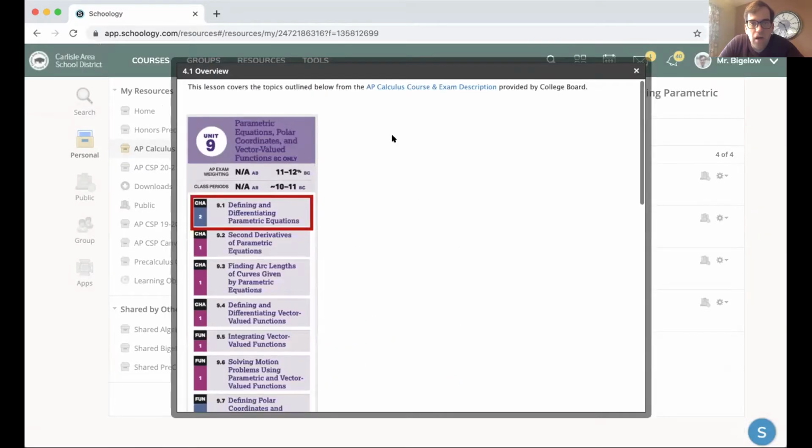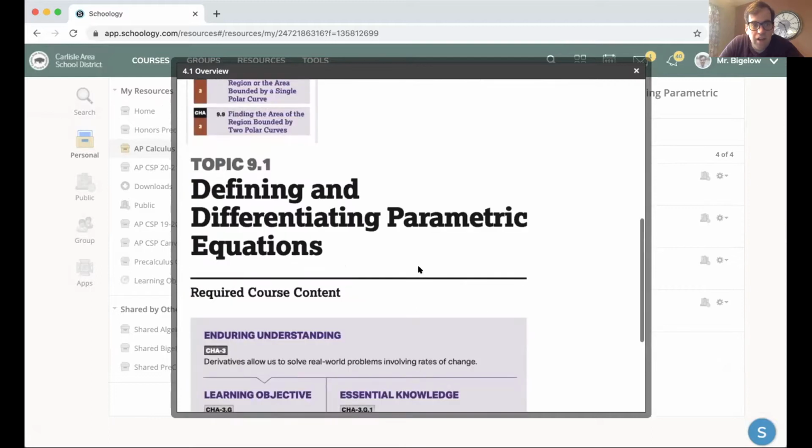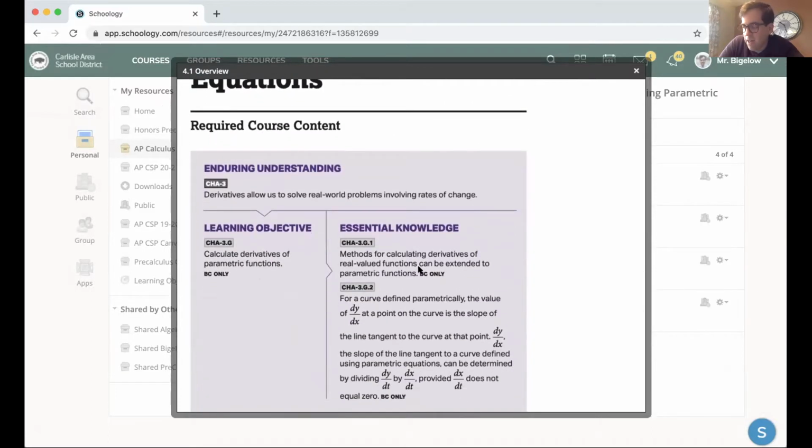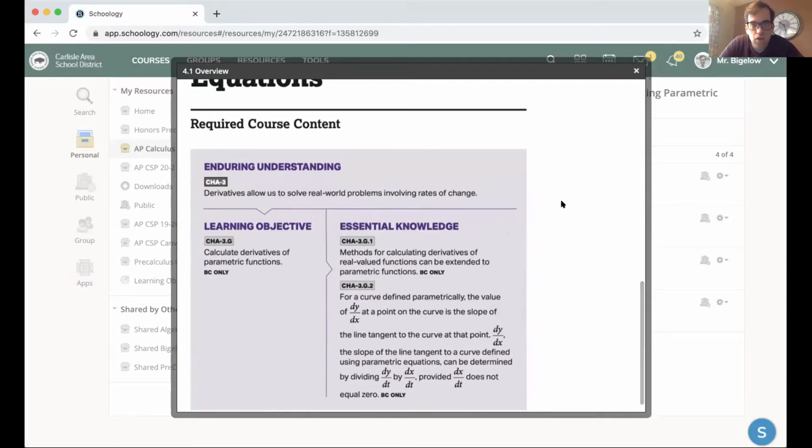In College Board's version of this course, which is the official version, we're in Unit 9. So we're going to be doing all of Unit 9 in our Unit 4. And we're going to start with Lesson 1, which is defining and differentiating parametric equations. Specifically in our lesson today, we're just going to be defining parametric equations. So we're going to stick with methods for calculating derivatives of real value functions can be extended to parametric functions. All of this includes the derivative. We're actually not going to quite get to that today. We're going to stick with just what is a parametric equation in the first place. All right, so that's our goal.